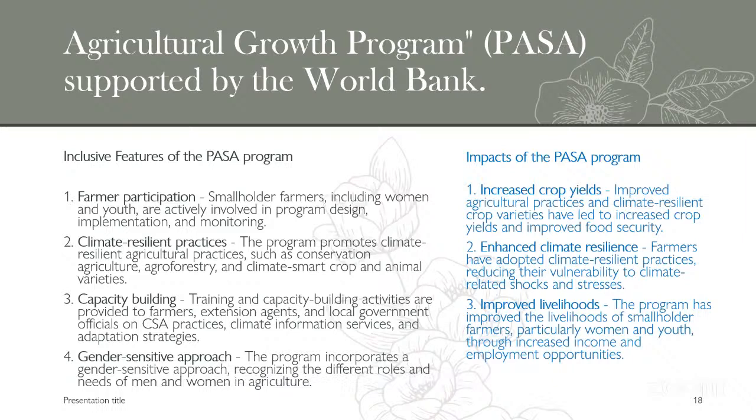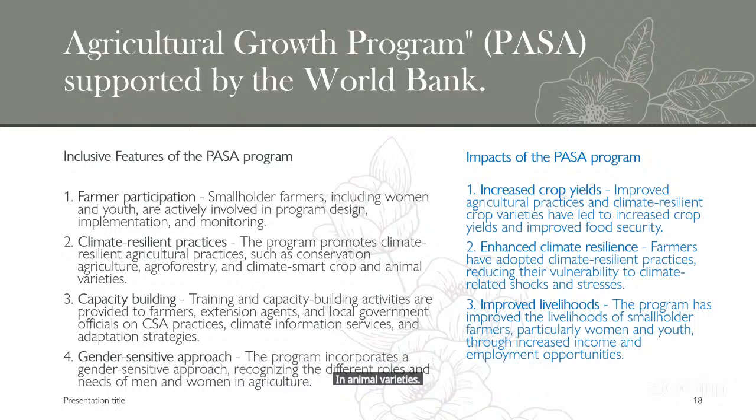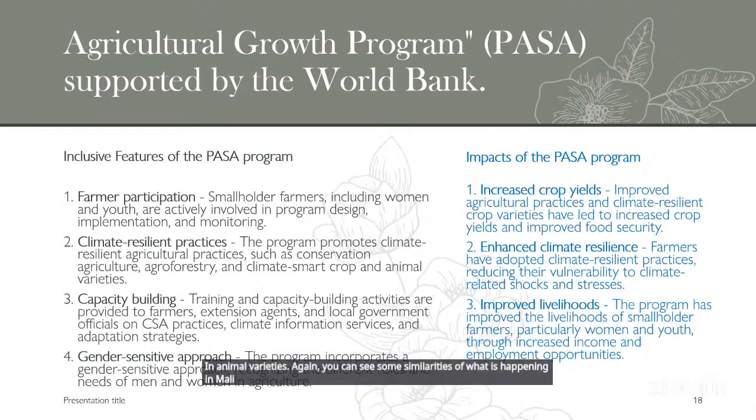Then on the climate resilient practices, the program promotes climate resilient agricultural practices such as conservation agriculture, agroforestry, climate smart crop, and animal varieties. Again, you can see some similarities to what is happening in Mali, but there are some slight differences here and there. Then you can see actually that the context is coming into consideration.